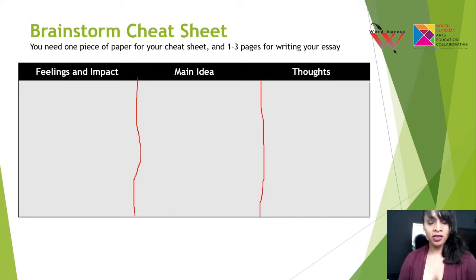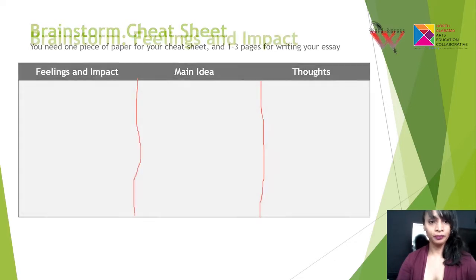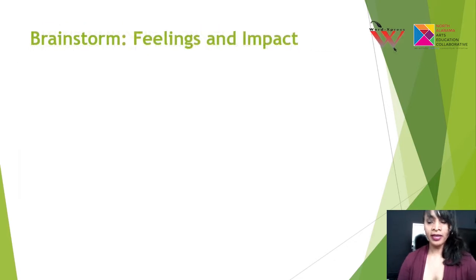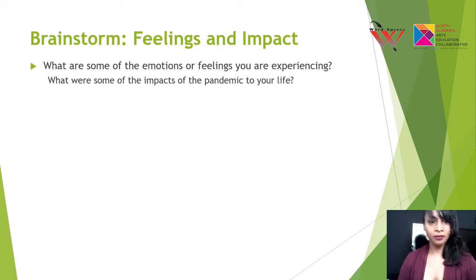In your second column, we want to title it Main Idea. And in your third column will be some of your thoughts. Okay? And so I'm going to walk you through doing this cheat sheet. I don't want anybody to get a little anxious about this at all because it's very simple. Okay, so let's start with our first column, Feelings and Impact.